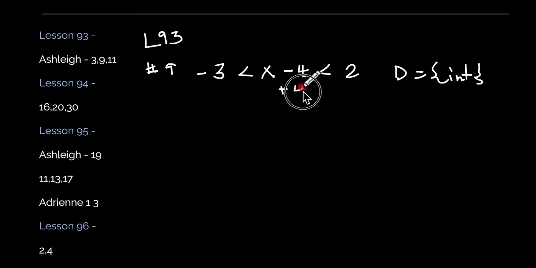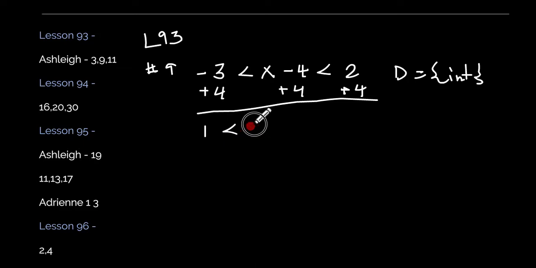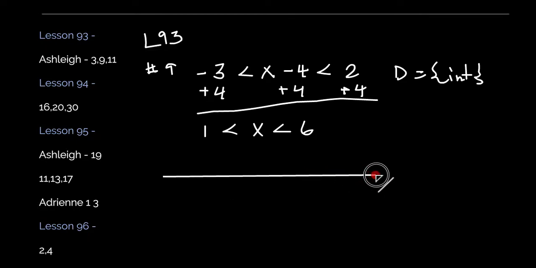First thing you need to do is solve for x. So I'm going to add x to all three parts, add 4 to all three parts, and we're going to get 1 is less than x is less than 6. So when we do our number line, x is in between 1 and 6.